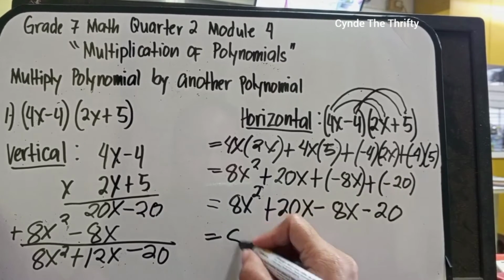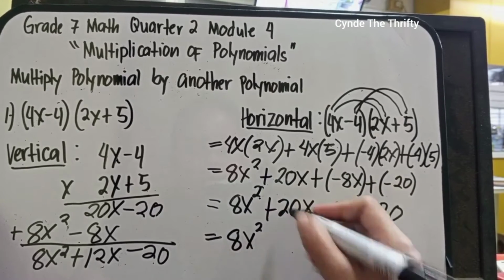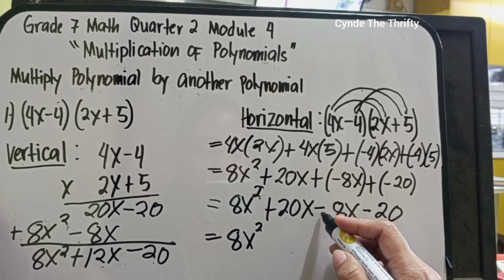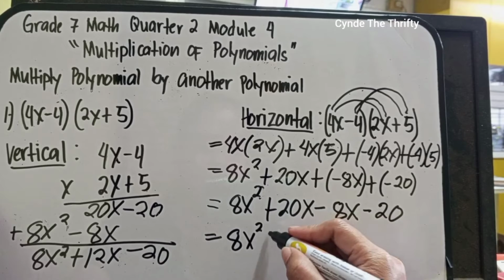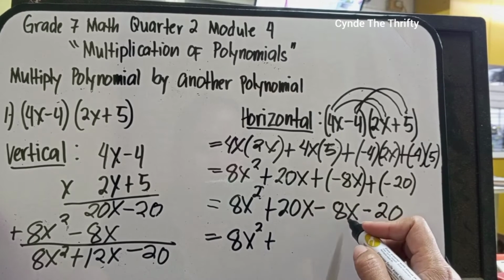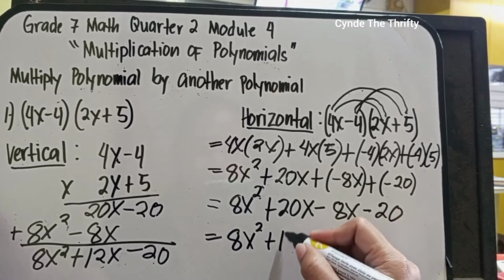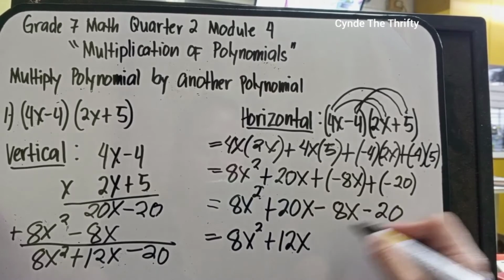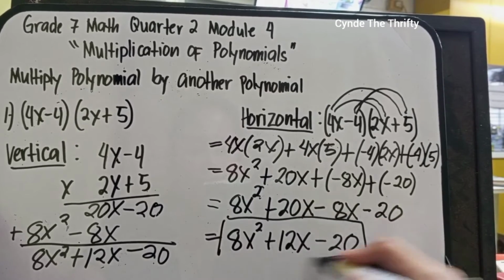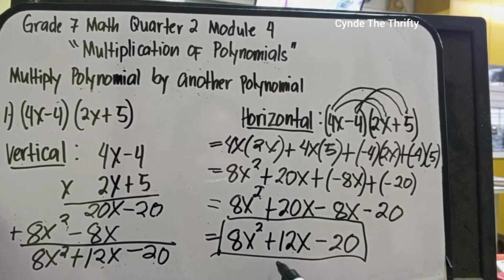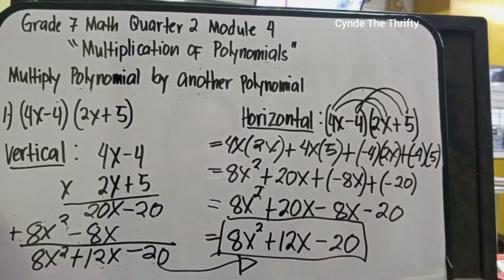Ayan. So, kopyahin natin si 8x squared. Positive and negative, subtract. Kopyahin natin ang sign ng malaking number. So, that is positive. So, positive 20 minus 8 is equal to 12. Kopyahin natin ang x. And then, minus 20. So, ayan. Ang sagot natin is 8x squared plus 12x minus 20. So, magkapareho lang ang sagot nilang dalawa.